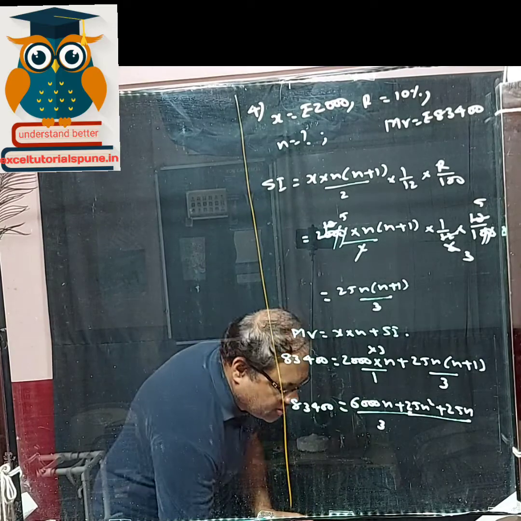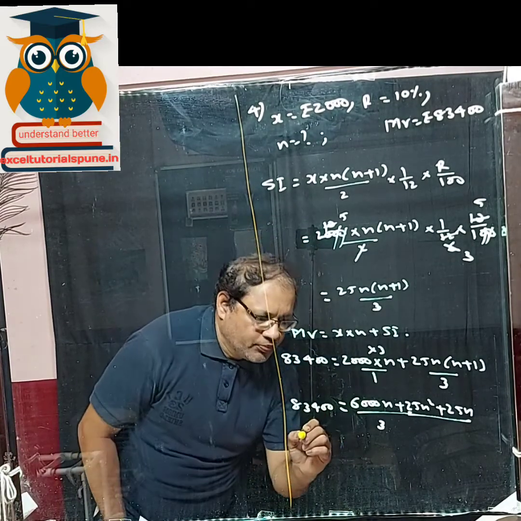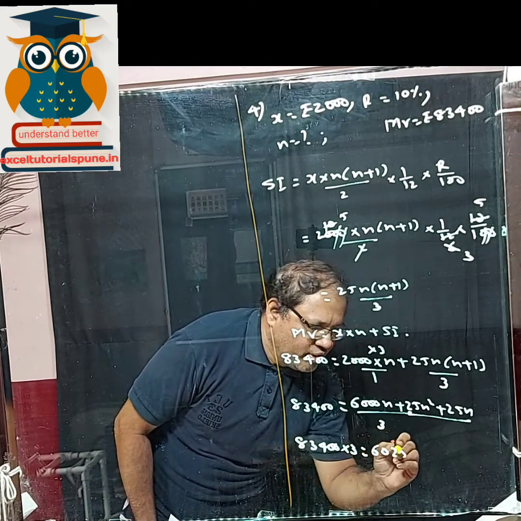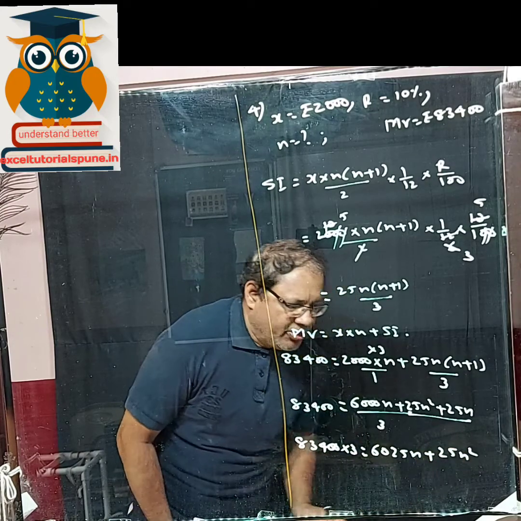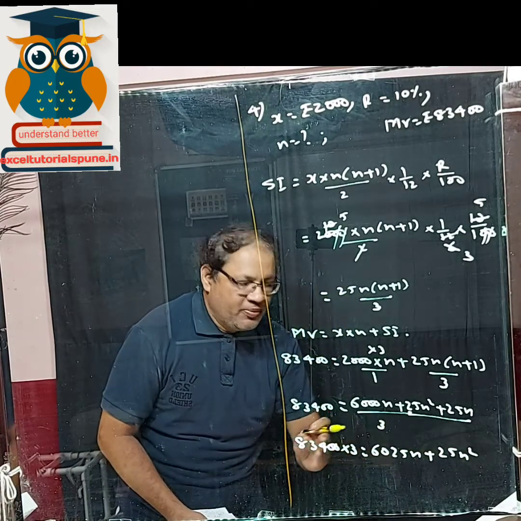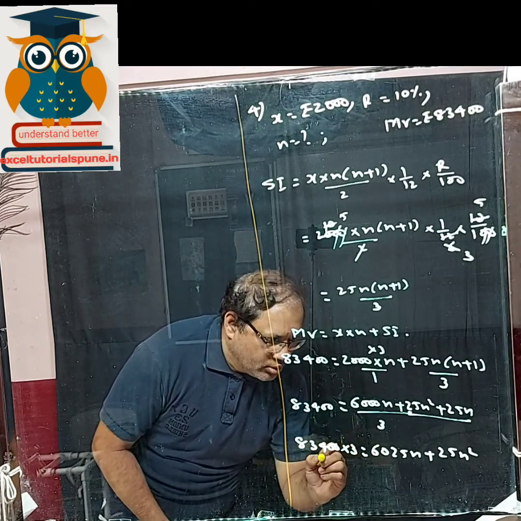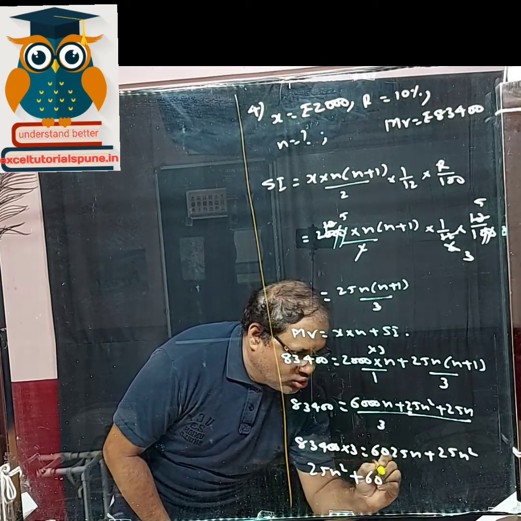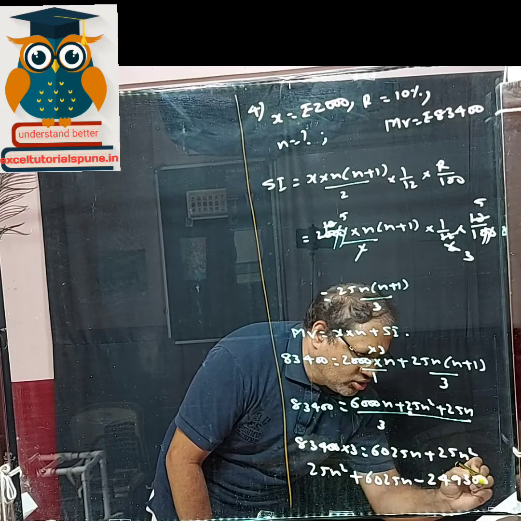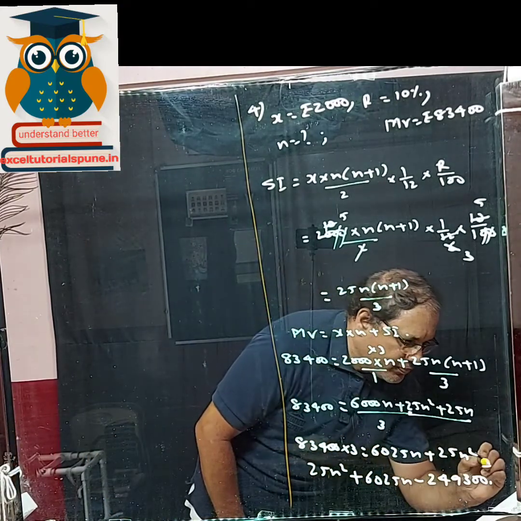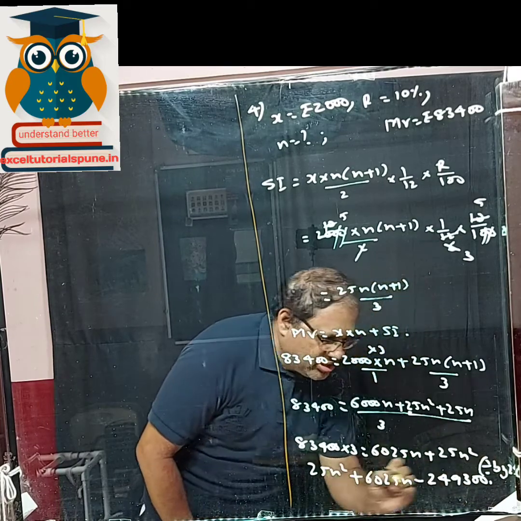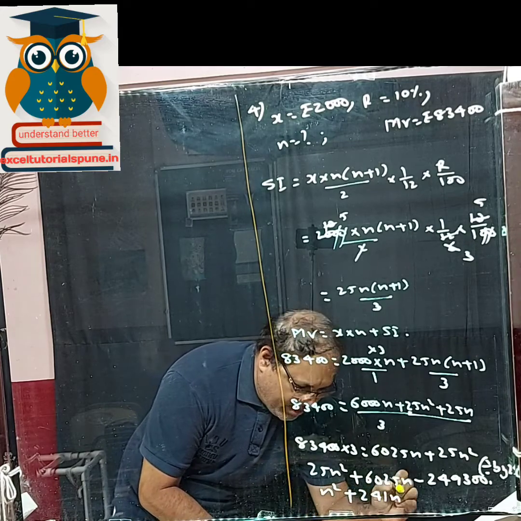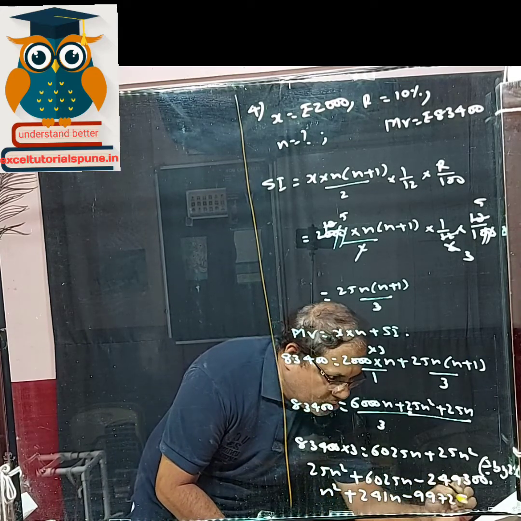Now send this 3 to the other side. So 83400 into 3 is equal to 6025n plus 25n square. Okay, so now arrange this properly. So it comes to 25n square plus 6025n minus 249300. Okay, now you can divide by 25. All these terms you can divide by 25. Then you get n square plus 241n minus 9972 equal to 0.